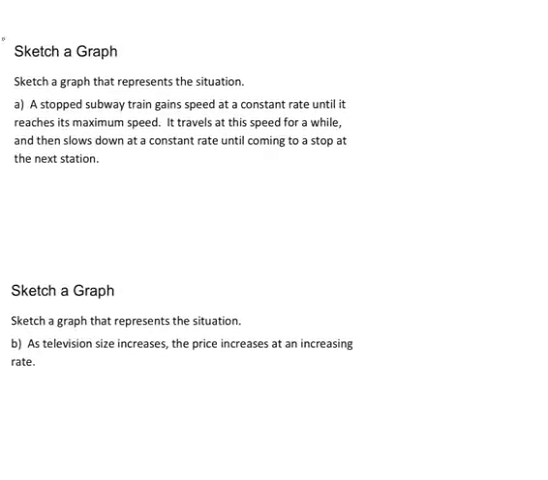So we kind of need to think about the situation and think about that graph that we're going to have. We'll need two labels here. So a stopped subway train gains speed at a constant rate. Ooh, constant rate, that tells me a line segment until it reaches its maximum speed. It travels at that speed for a while and then slows down at another constant rate. That's going to be a line until coming to a stop. Ooh, that stop was important.